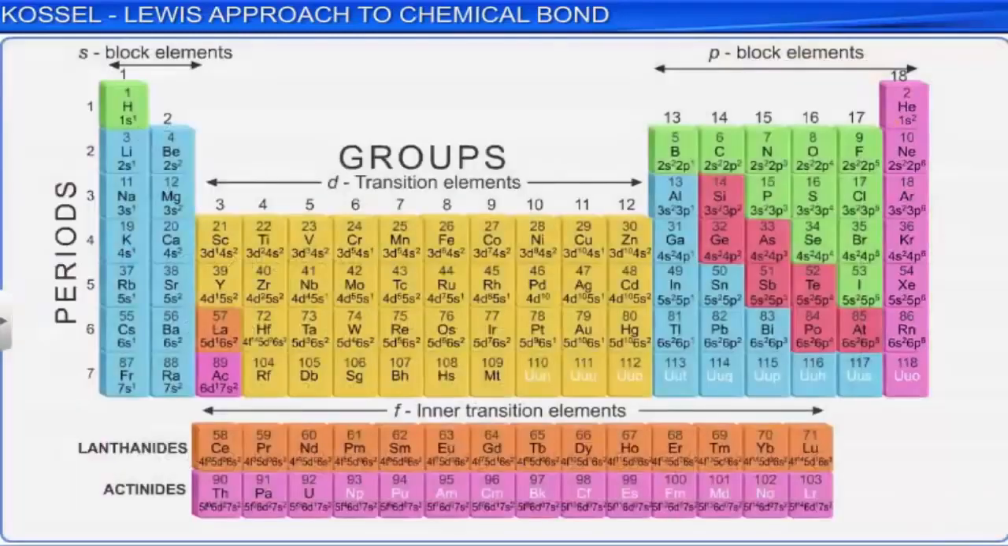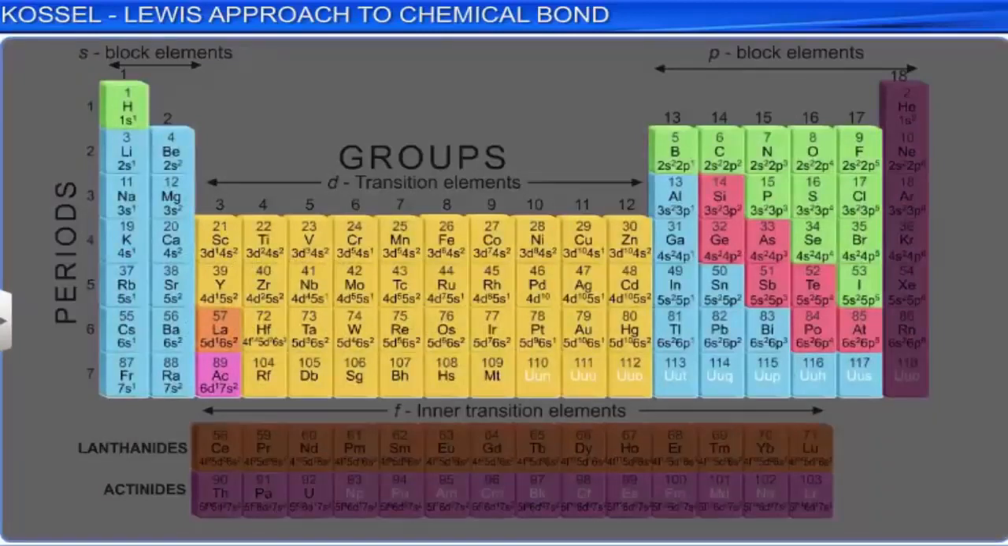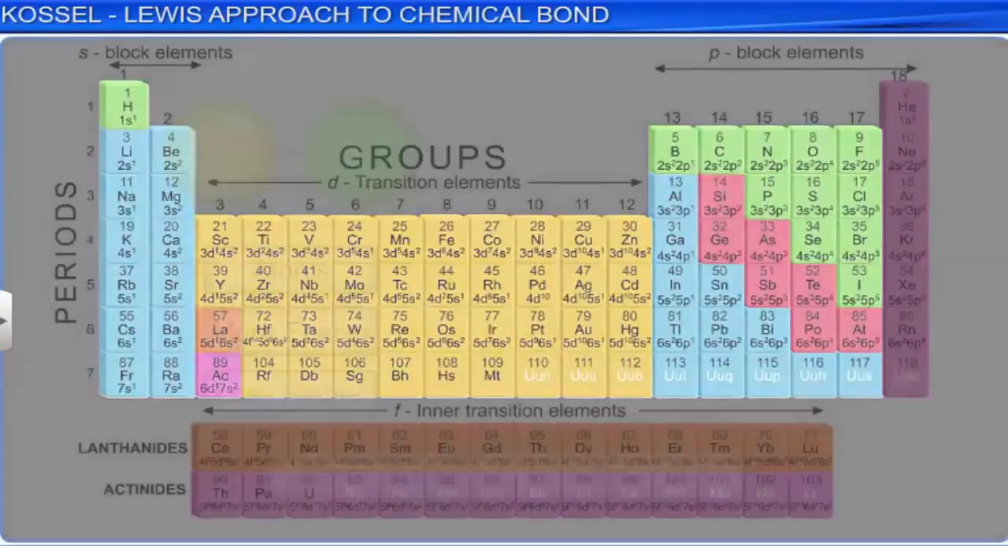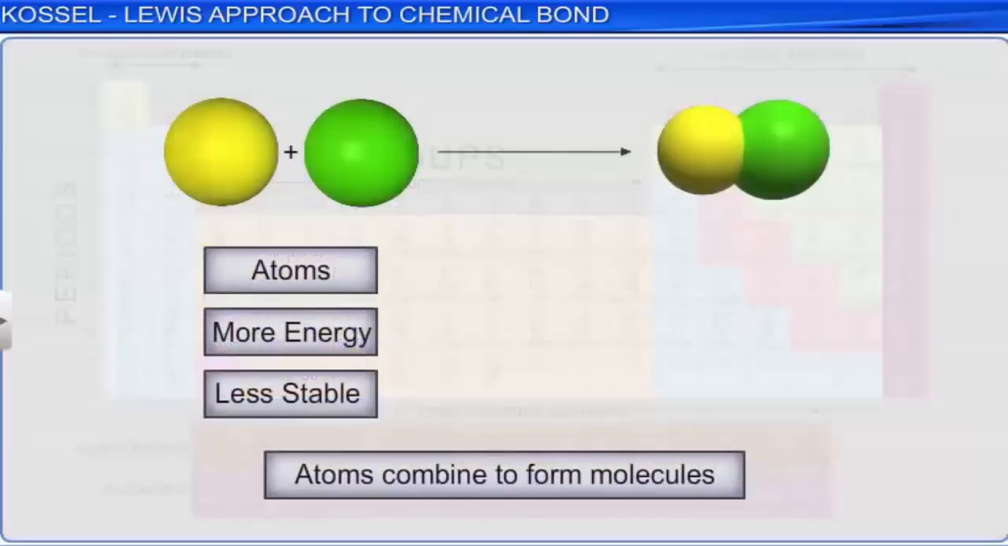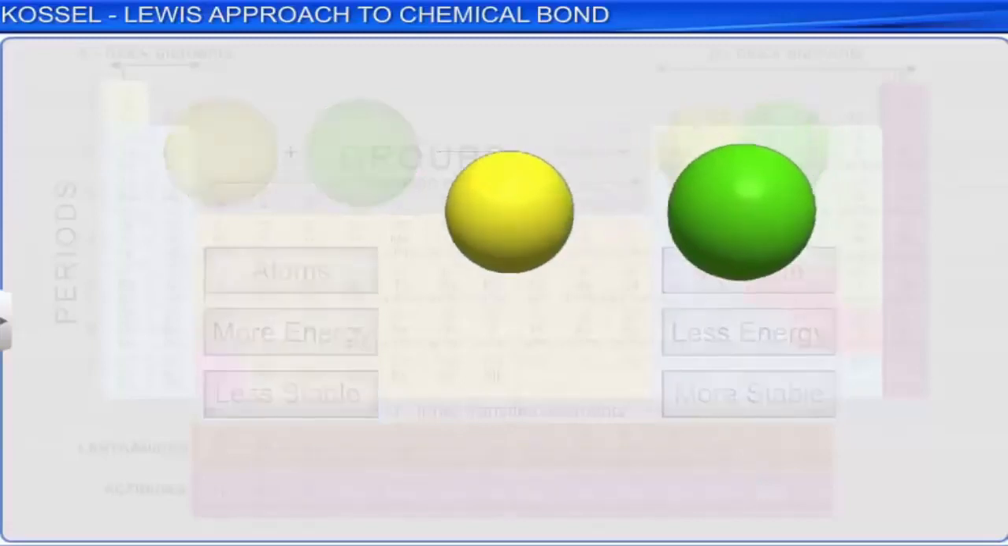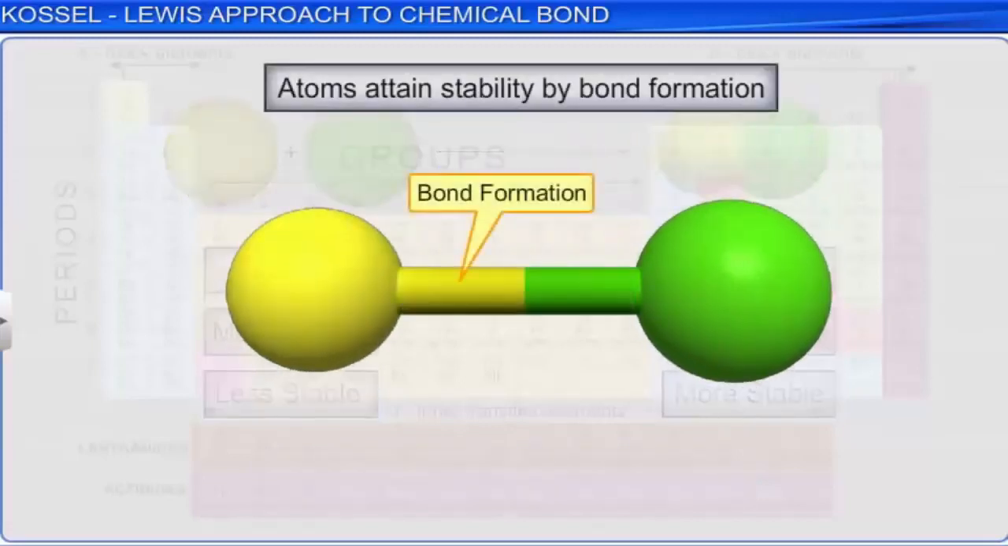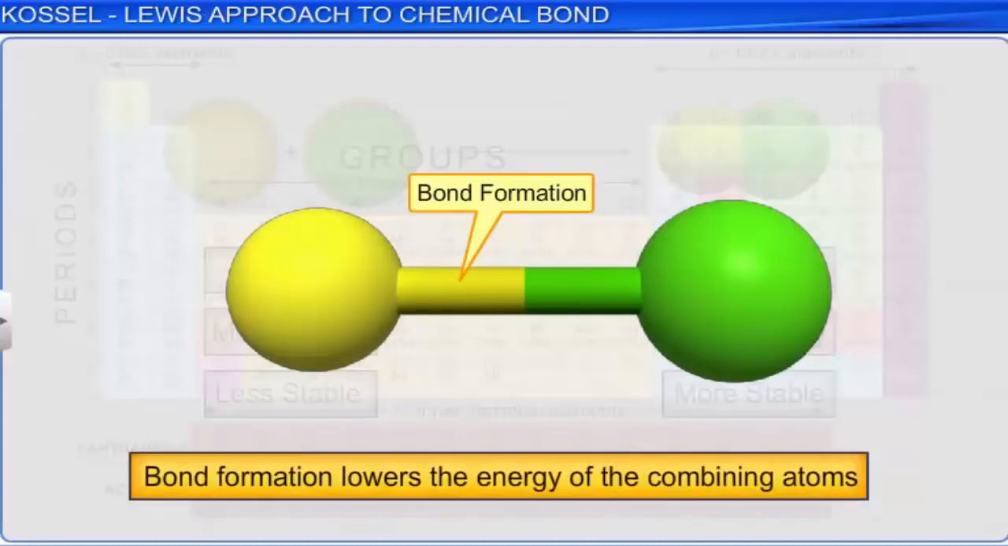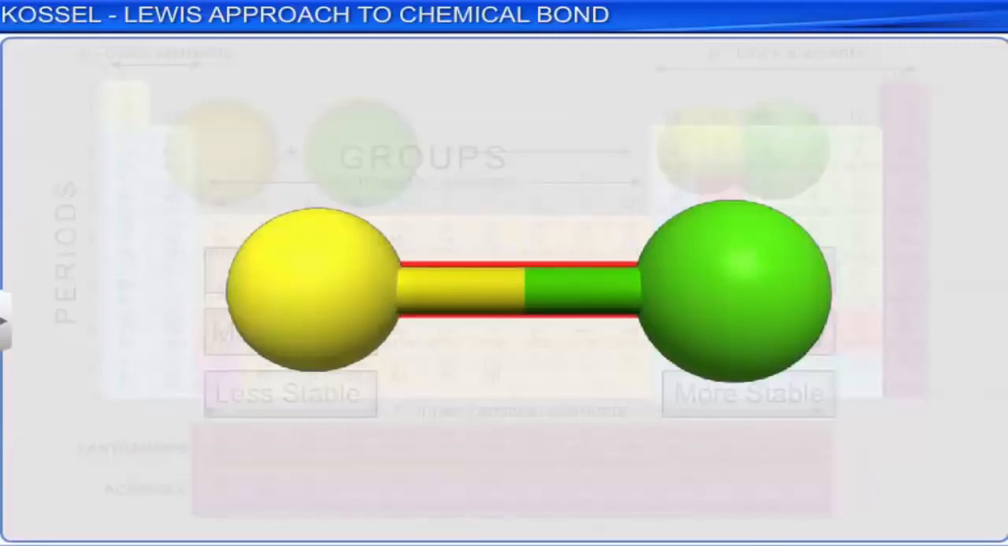Hence, the atoms of other elements which do not have stable electronic configuration and the minimum energy combine with other atoms of elements to form molecules. Thus, these atoms attain stability by means of bond formation. The process of bond formation is associated with the lowering of energy of the system. The attractive force which holds various atoms together in a molecule is called a chemical bond.